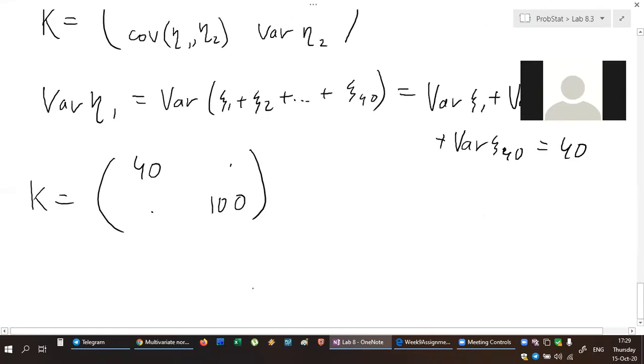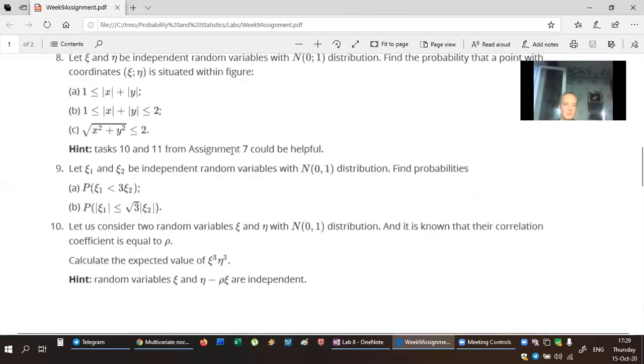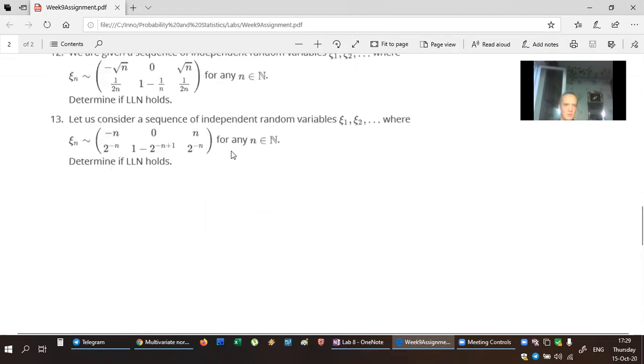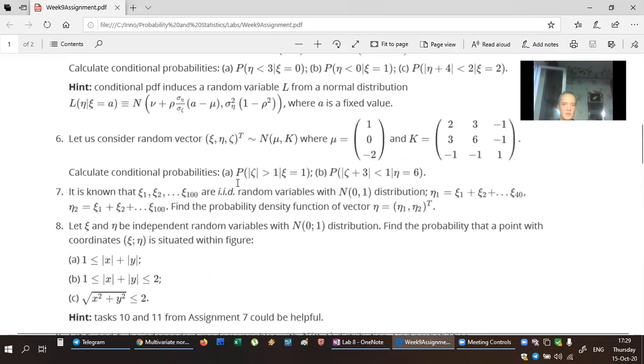Can I ask a question? Yeah. Why is every xi independent, like 1? It's according to the condition. IID means independent and identically distributed. Somewhere here as well. Oh no, that's weird. I saw it in another document. Okay, IID means they're independent and have the same distribution.